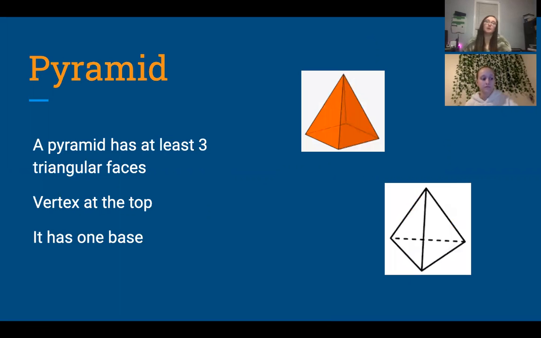Next, we're going to talk about a pyramid. So a pyramid has at least 3 triangular faces. Does anyone know where 1 vertex would be on a pyramid? Good, 1 vertex is at the top of it. And a pyramid only has 1 base.